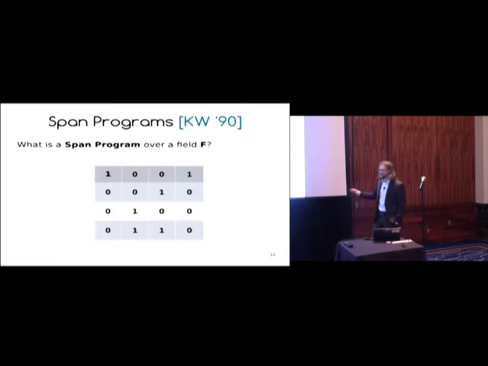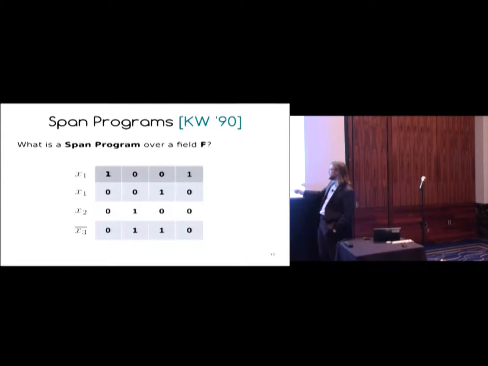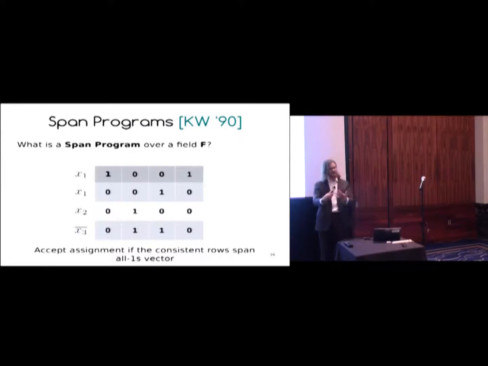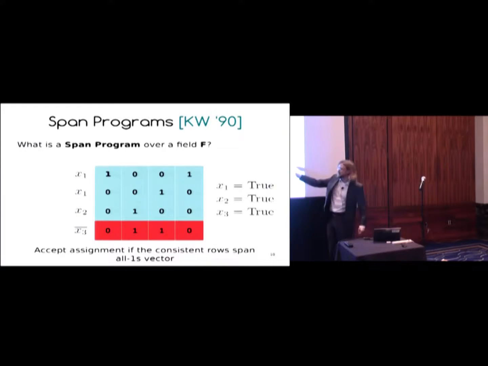And now we're going to label the rows of the matrix with input literals. Okay? So for instance, literals can be repeated or they can be negated. All right? And now given an assignment to the input literals, we're going to accept if the rows that are consistent with the input span the all one vector. Okay? So just for an example, if we have the all true assignment, well, the rows that are consistent with this would be these guys, because x3 is false, so we don't include it. And you can see if you sum these rows up, I'm just going to get the all ones vector. So we would accept. Okay?